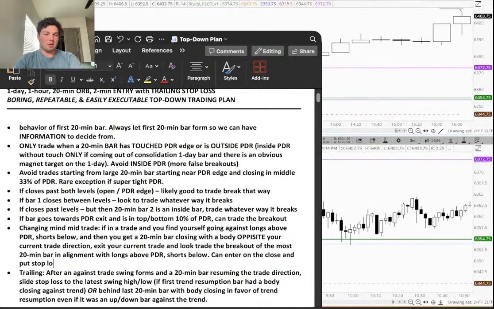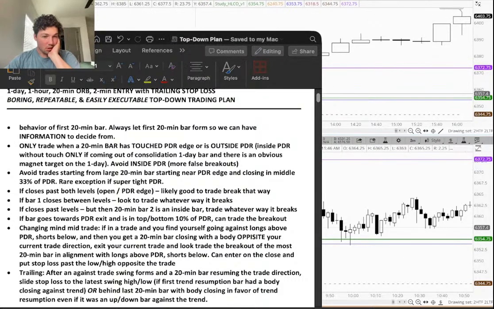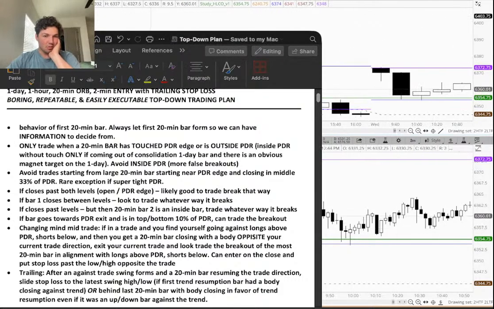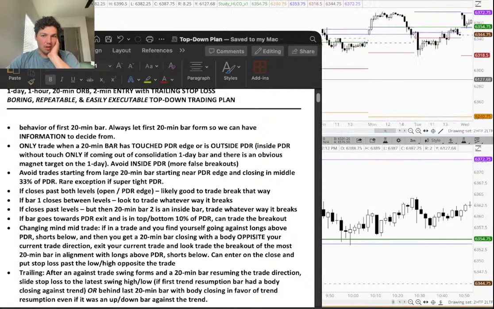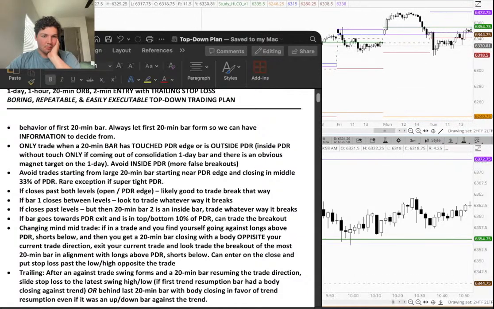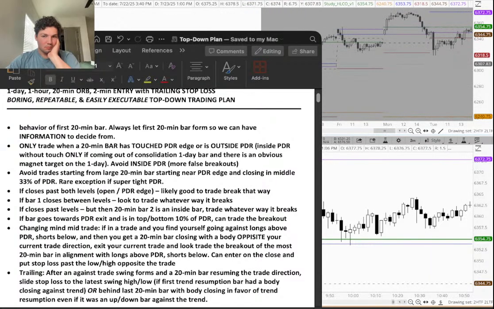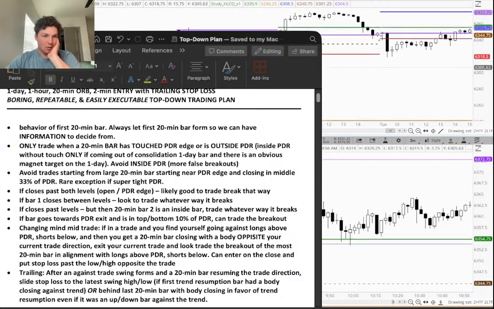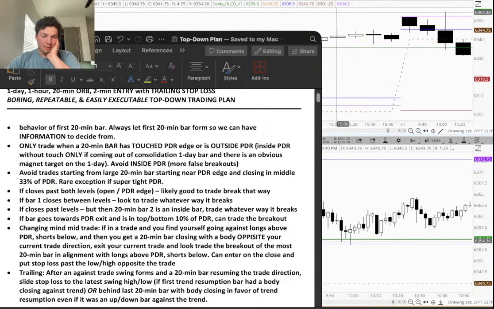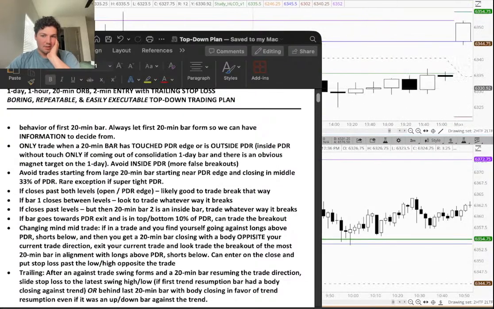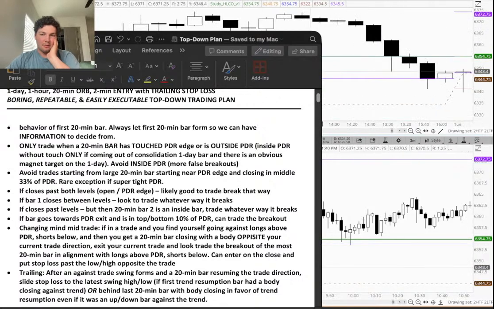Put stop loss. Yeah, that'll be cool, man. That's a cool rule. I like that rule a lot. That's aligned right there. That's against. That's aligned.